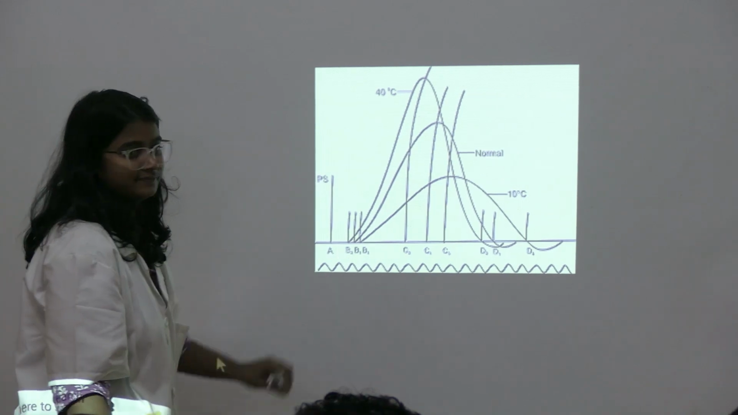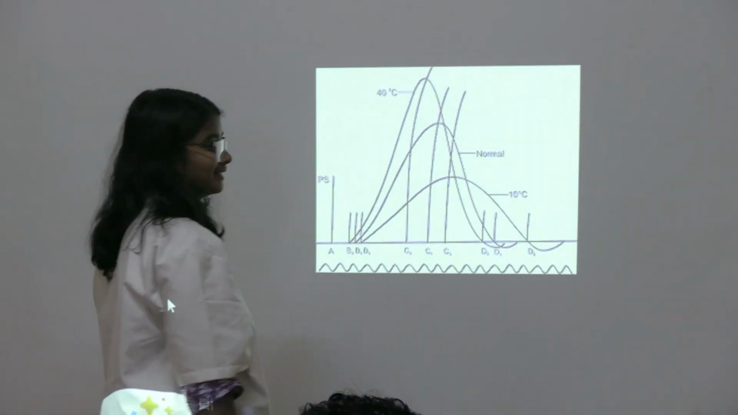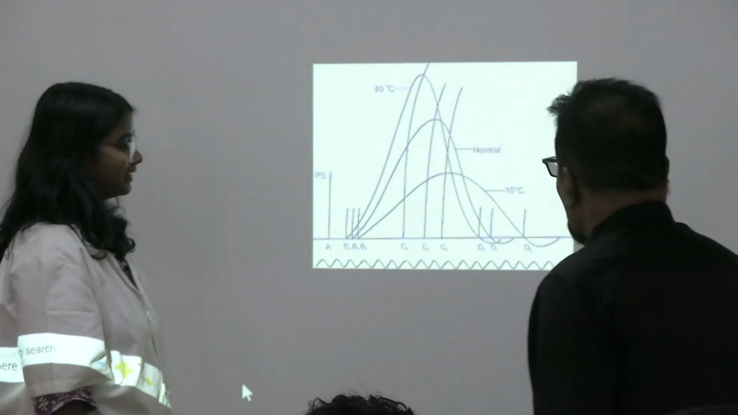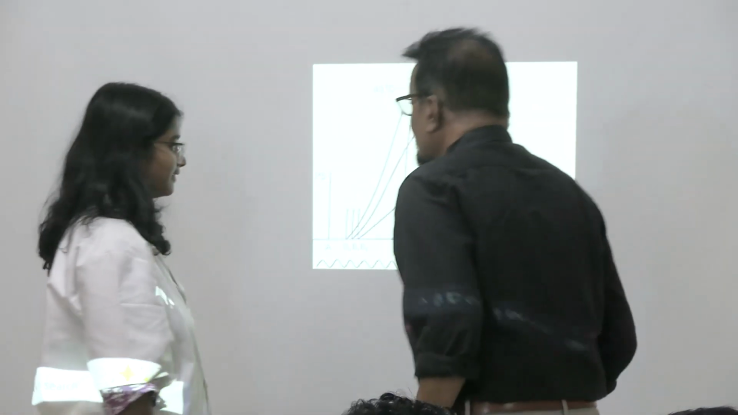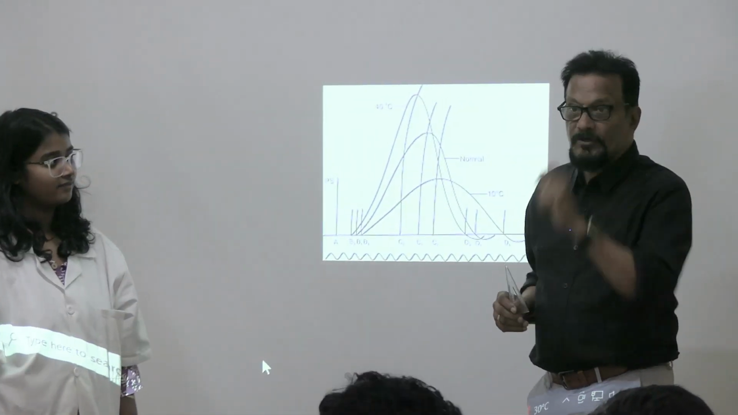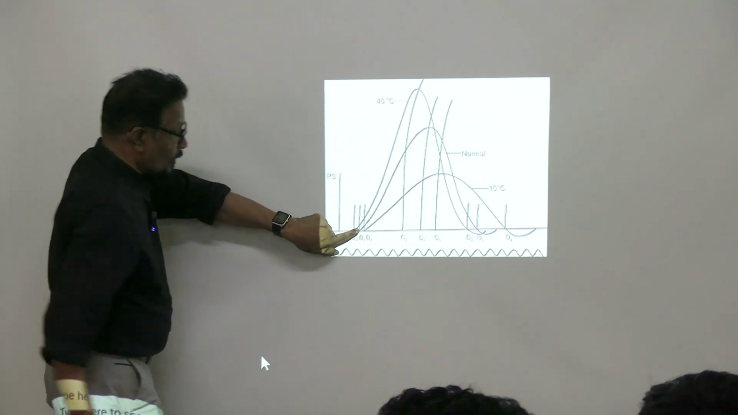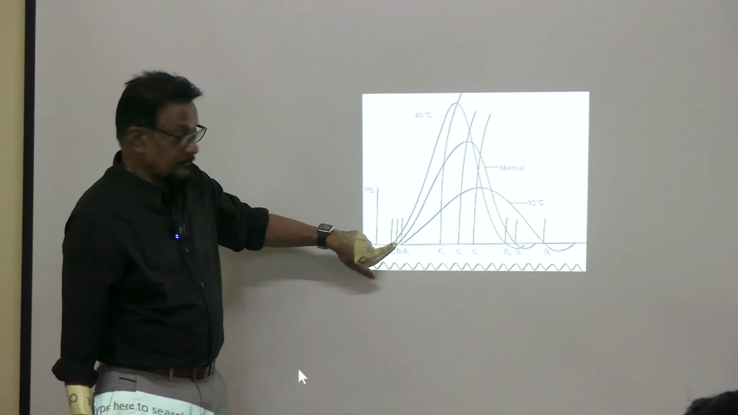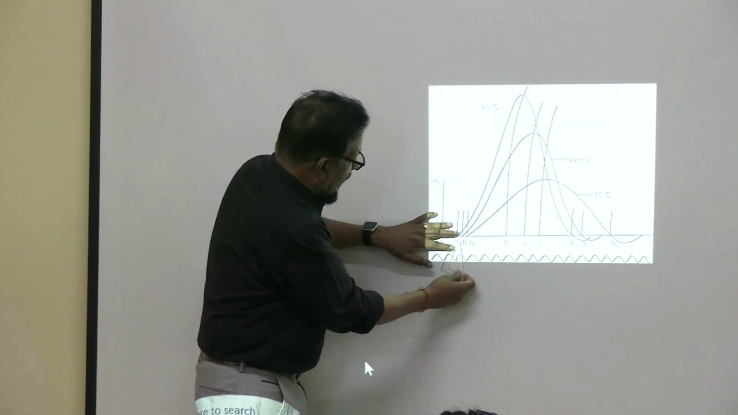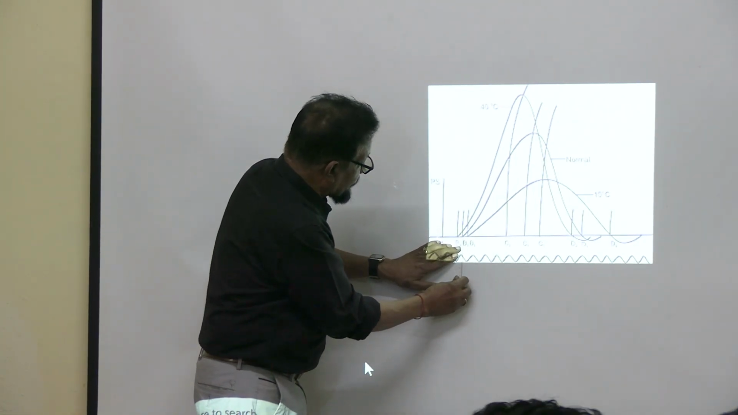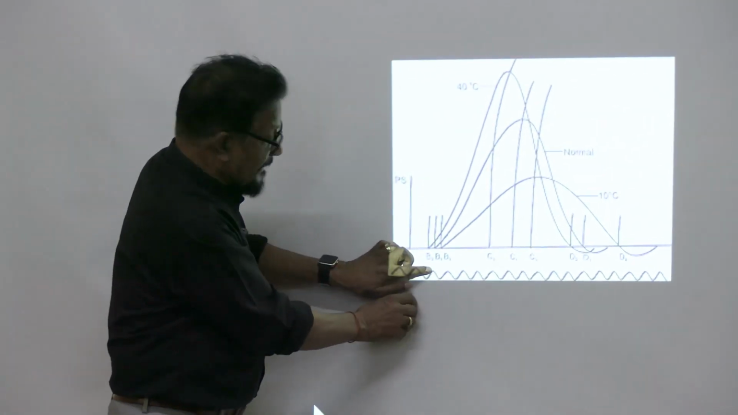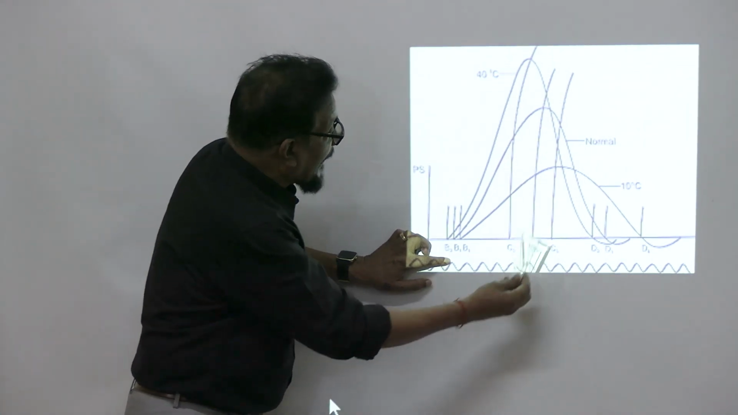Now I will call you. Be ready. Now your turn. 6.75. She said the contraction period is 6.75. The contraction period starts from here and ends where? Okay, I am drawing a vertical line from here. So you can say it starts from here, isn't it? And ending?